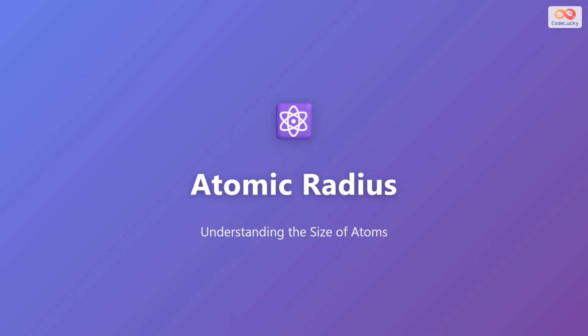Welcome to this lesson on atomic radius. Atomic radius is one of the most important periodic trends in chemistry. Understanding how the size of atoms changes will help you predict chemical behavior and bonding patterns. Let's explore what atomic radius is and how it varies across the periodic table.